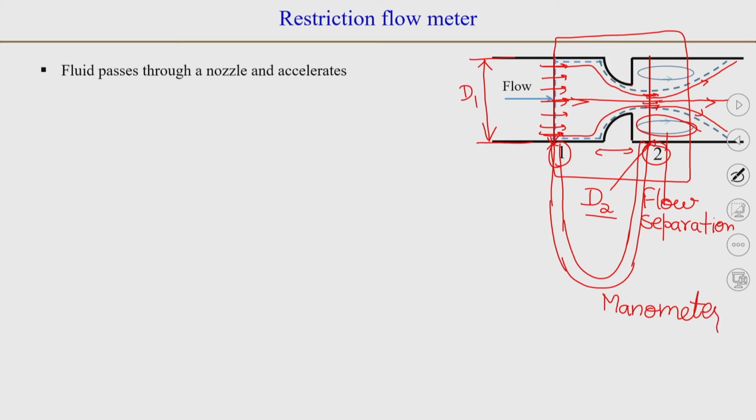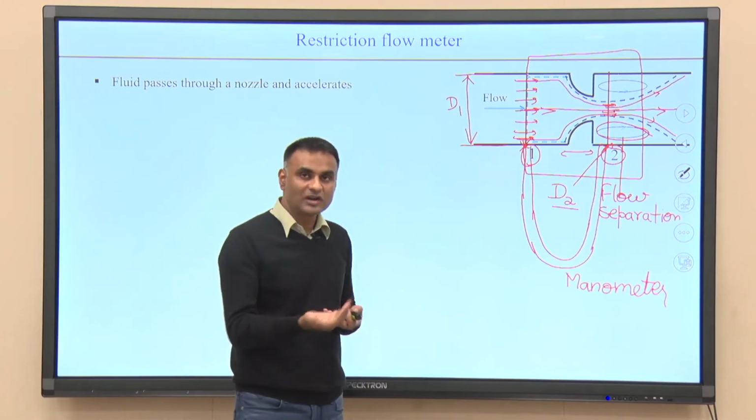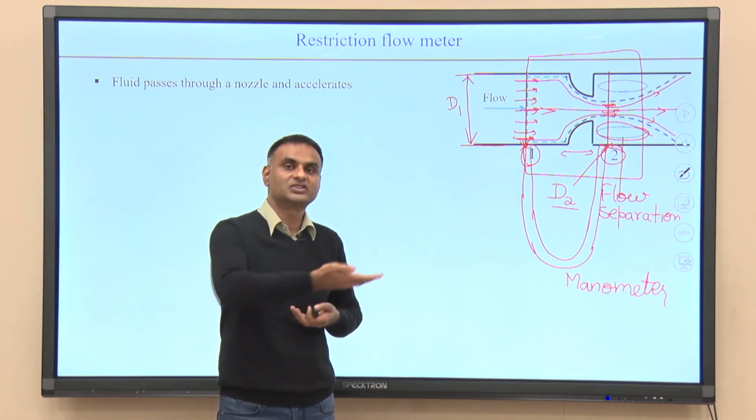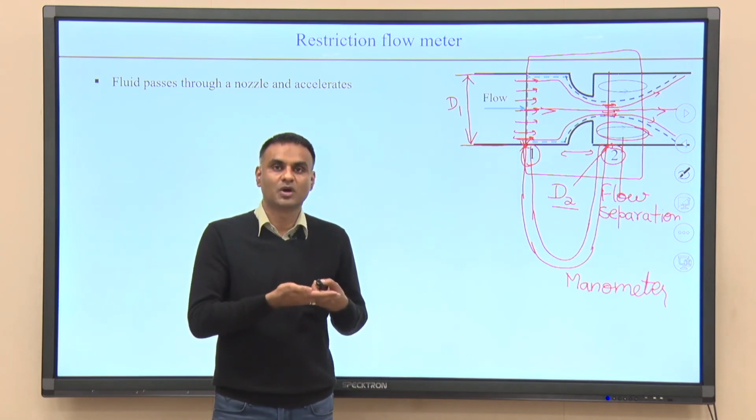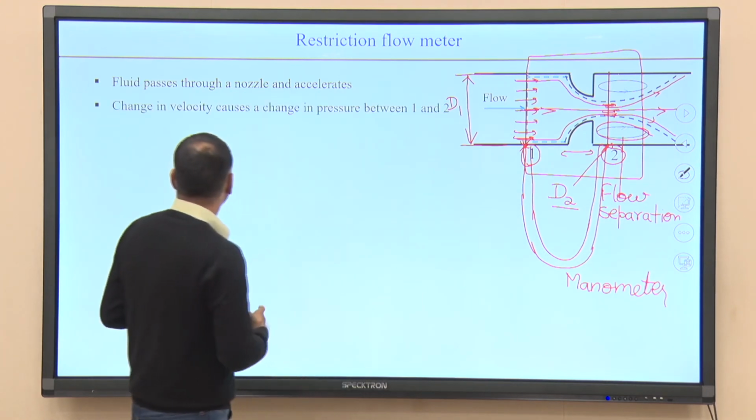So, you will be able to measure P1 minus P2 here. Now, we can apply the Bernoulli equation between point 1 and point 2. When we install such a restriction flow meter, we will install it in a horizontal manner. So, Z1 and Z2 are equal.